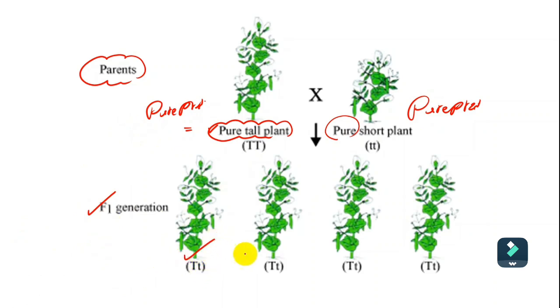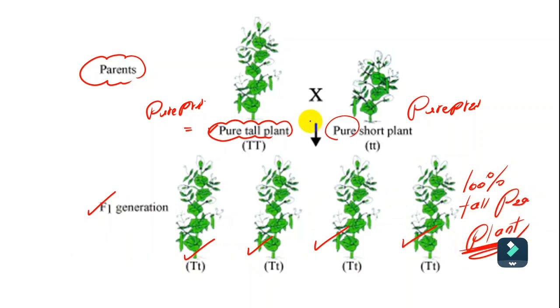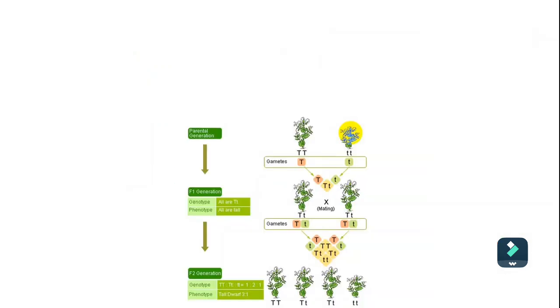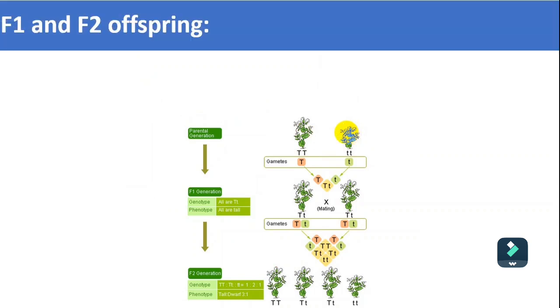This one is tall, this one is tall, this one is tall, this one is tall. So all of the first generation, 100%, is tall pea plant. This means that the tall pea plant is the dominant trait, because it appears in the first generation by 100%, and the other one, the short pea plant, disappears or is masked completely. So again, the first generation is the first result, or the first product, of them.